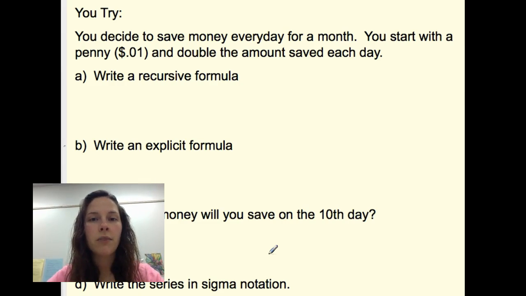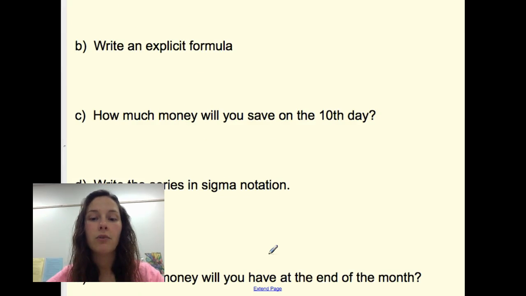Your U-Try problem is a bit involved. It's asking you to apply everything you know about geometric sequences and series so far, so you need to remember the recursive formula, the explicit formula, and which formula to use for each of the different questions.